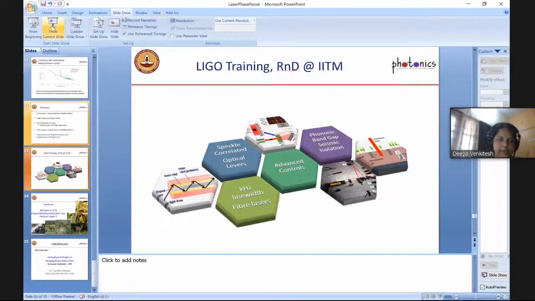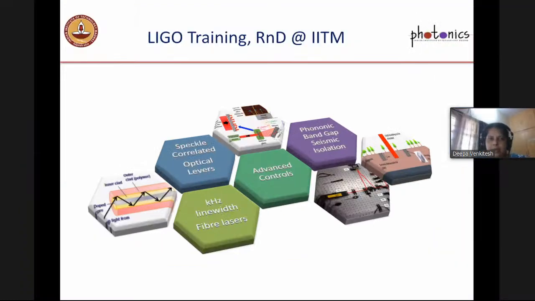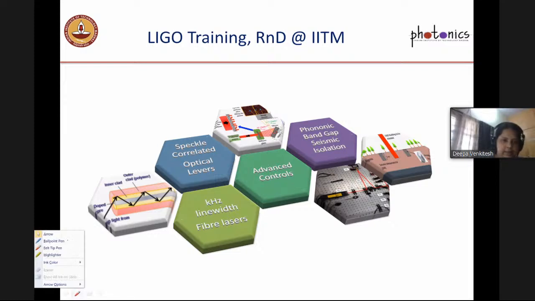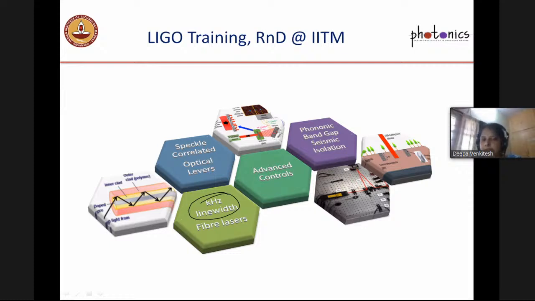Just to tell you that we are at IIT Madras, we are involved in LIGO training and R&D. The areas that we are working on are kilohertz class lasers. We are trying to measure, first of all, accurately and make these lasers for wavelengths that are not 1064, but at different wavelengths which the LIGO Voyager and advanced LIGOs are demanding.